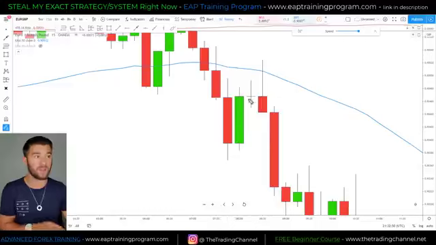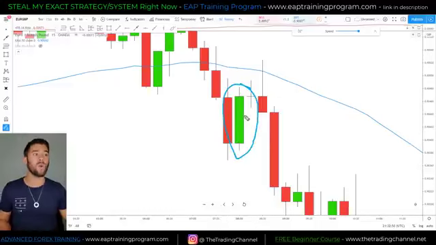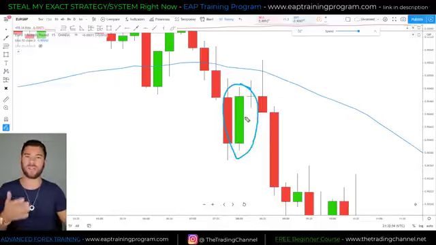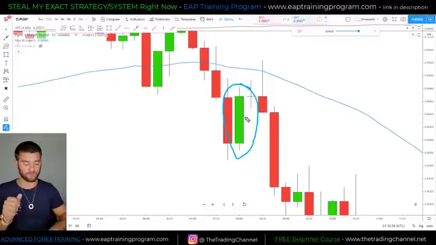On this green one, we're going to take a look at this next. What do you think happened here? Try to point out the open, high, low, and close on your own.